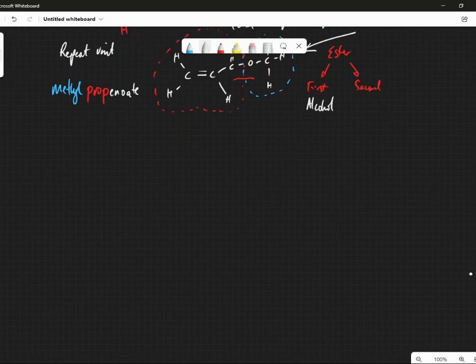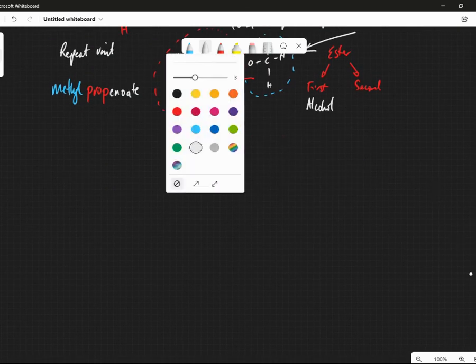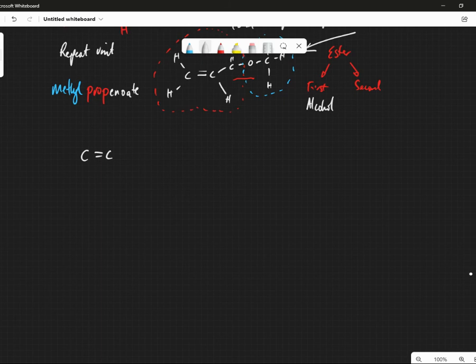Let's have a look at propene. Propene is a good one. Now, this is the formula of propene. Let me draw propene. Now, this is my monomer. And this monomer is called propene. I've got to polymerize this. I've got to use this monomer and make a polymer.